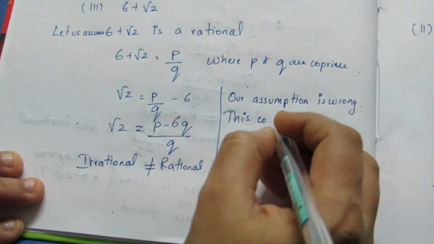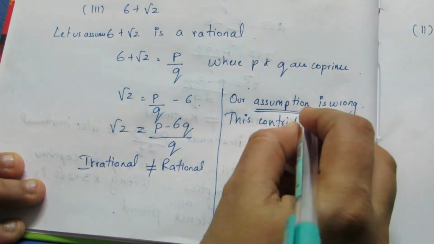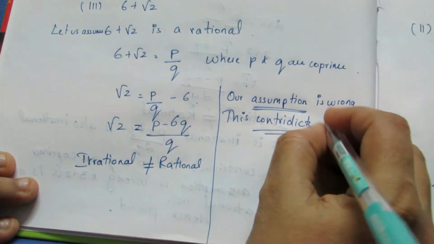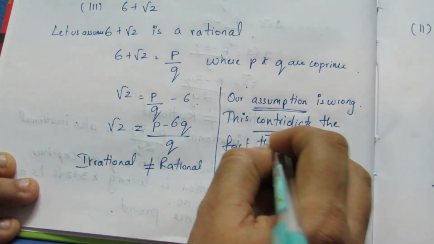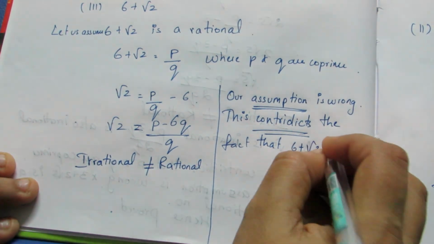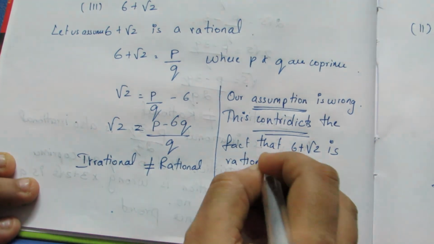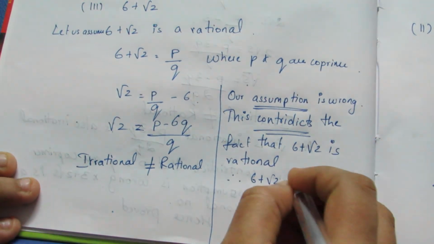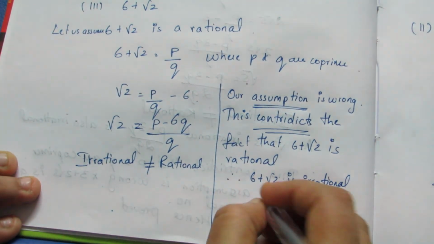You need to write all those things. Otherwise you lose marks. Your assumption and contradicts word should be there. This contradicts the fact that 6 plus root 2 is rational. Therefore, 6 plus root 2 is irrational. That's all. I have proved it. Hence proved.